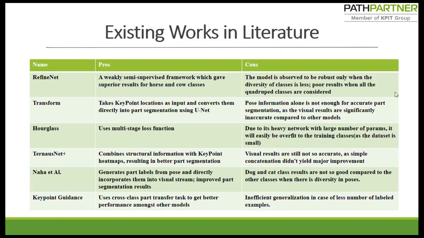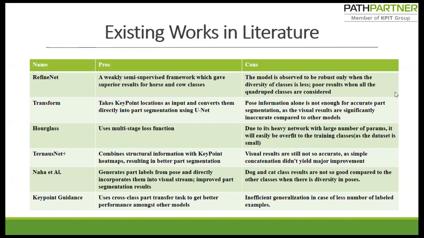Yeah, so talking about the existing state-of-the-art architectures, we have encountered 6 or 7 architectures, in which we take the most standardized and benchmark ones. So first we have the RefineNet. The RefineNet used a weakly semi-supervised framework, and they achieved good results for only 2 classes, that is the horse and the cow. But another research gap we found in that paper is that when it was tested with other quadruped classes like dog, cat, and all, the results were a little poor.